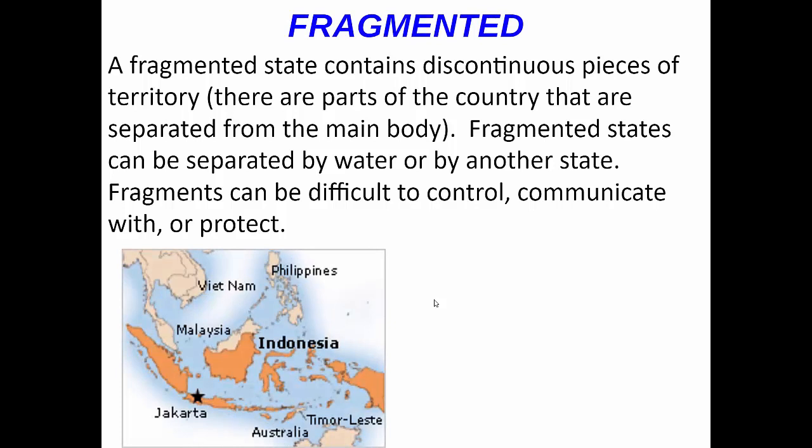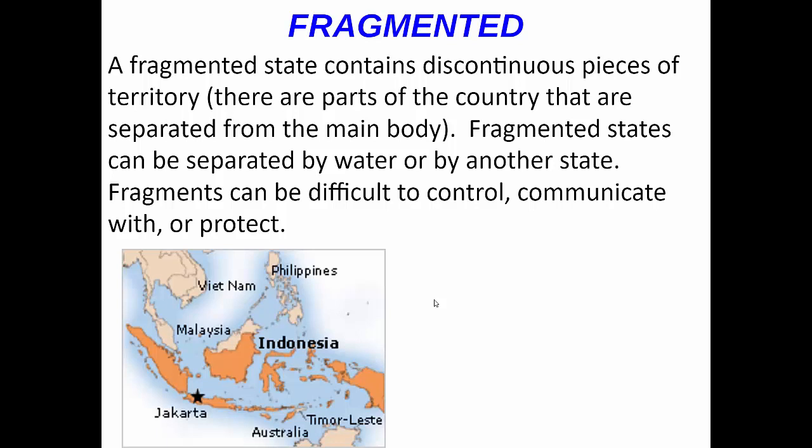Fragmented states are states that have at least one fragment, one piece that is separate from the main body. They're usually separated. They can be separated by water, or you can be a fragmented state that's separated by another country. The U.S. is a fragmented state in both ways, right? First off, Alaska is a fragment from the rest of the country, and it's separated by Canada, by land. And then Hawaii is a fragment, right, that's separated from the rest of the country by water.